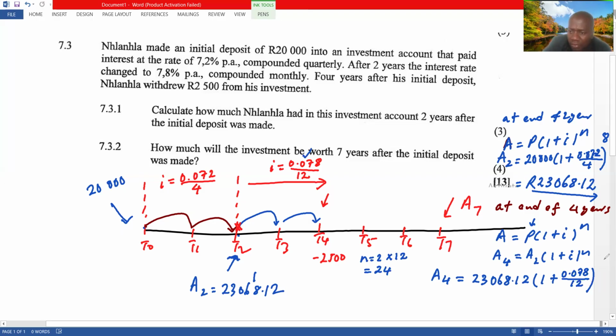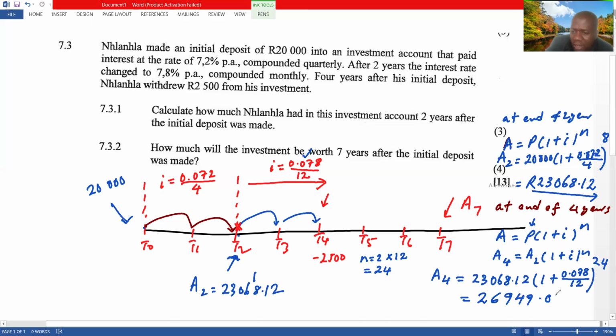I apologize. So it will be 24, not 25. So let's now do the calculation. So we'll have 23,068 rand and 12 cents into 1 plus 0.078 over 12 to the power of 24, which is 2 times 12. Then it means at the end of 4 years, Nhlanhla will be having this amount, 26,949 rand and 2 cents.